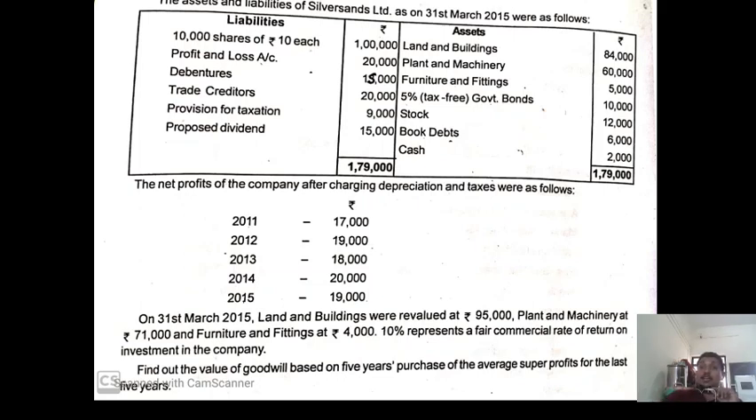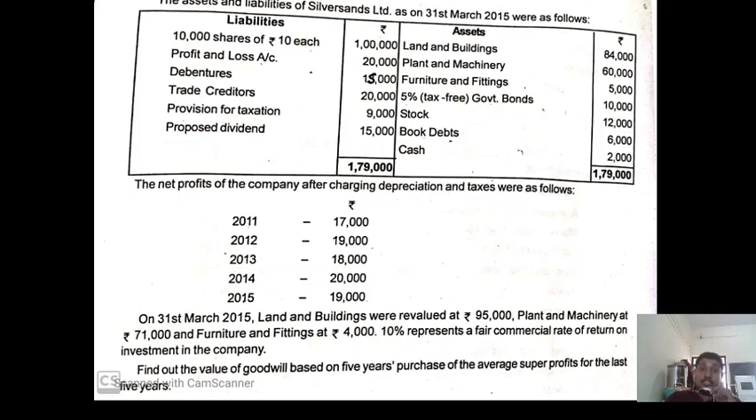How did I get that 500? 10,000 into 5% of government bonds. 10,000 government bonds is given in the column. 5% they have mentioned it there on the asset side, right? 5% tax-free government bonds. So that 5% into the total value of the investment, 10,000. So return on investment is 5% into 10,000. 500 rupees is the return on investments. I have to reduce this 500 rupees from the most recent income, that is 19,000. Then I will get 18,500.